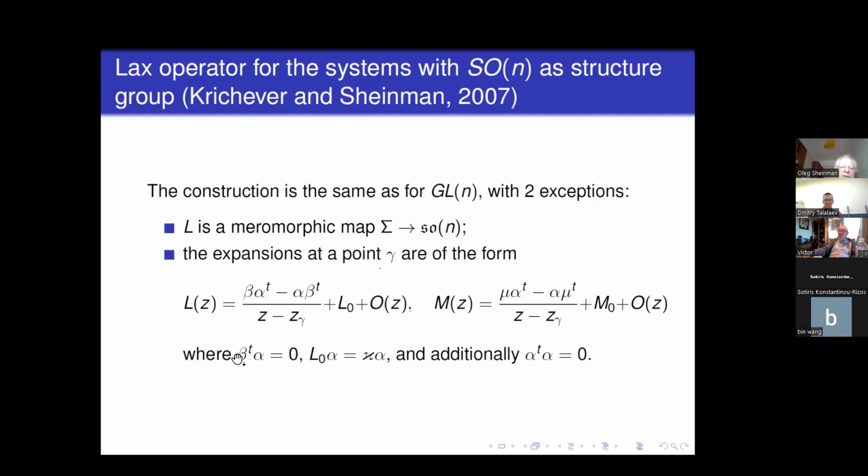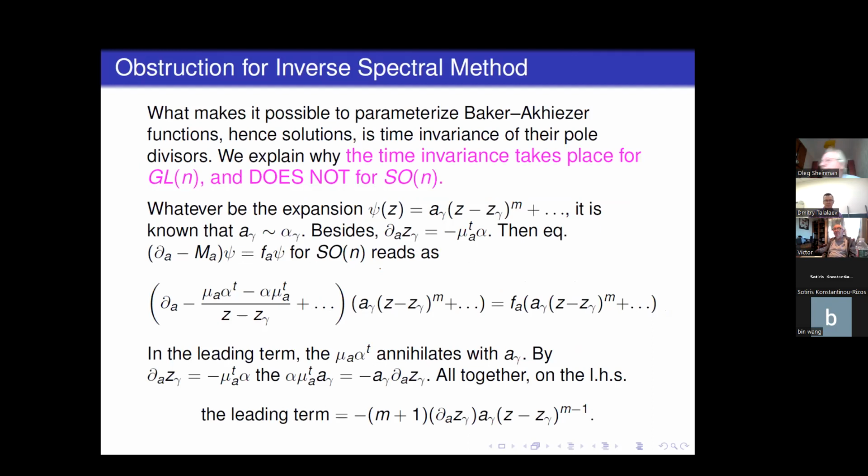The relations between beta and alpha, L0 and alpha are the same as for GLN, but additionally the following requirement on alpha appears, which is quite natural and appears also in Hitchin theory and at other points. Well, now the obstruction.